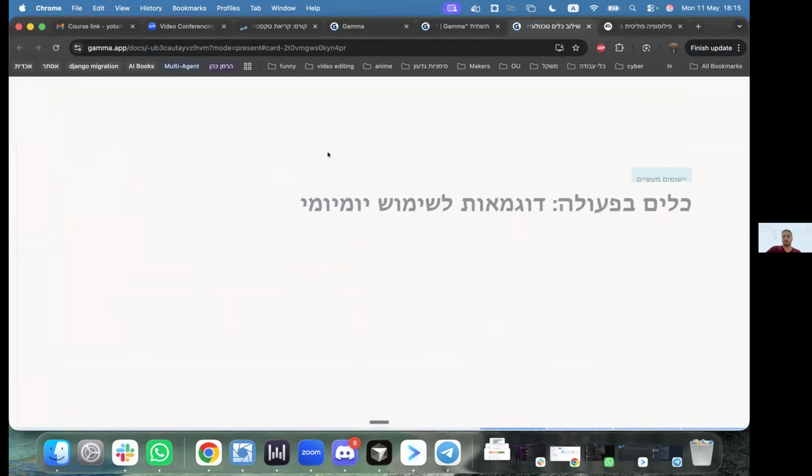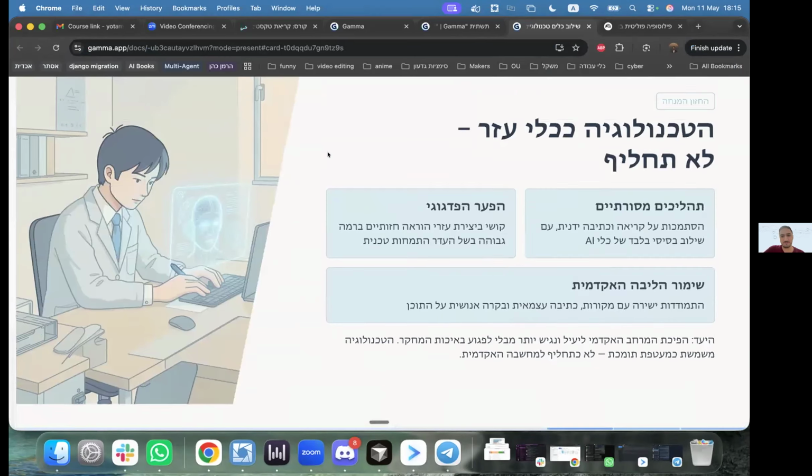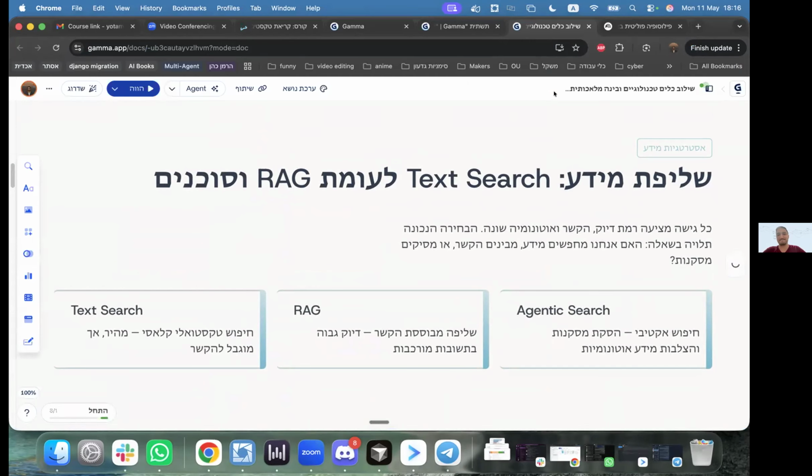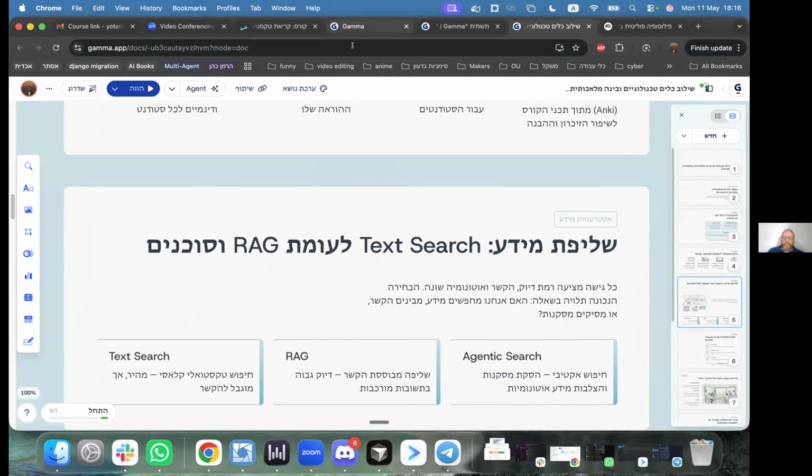Moving on to another problem. If you want me to stop, just let me know. Okay, you know what? Let's save something for the next lesson. Great. Because I do want us to go through another very important database and tool.